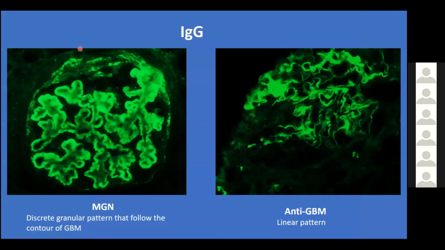For comparison, I put one case of anti-GBM. In anti-GBM, the pattern of deposit is linear, like a line. If we compare, here you can see the granularity. It's not continuous, whereas the anti-GBM deposit is continuous. So one should know the pattern of deposits present in the immunofluorescence.